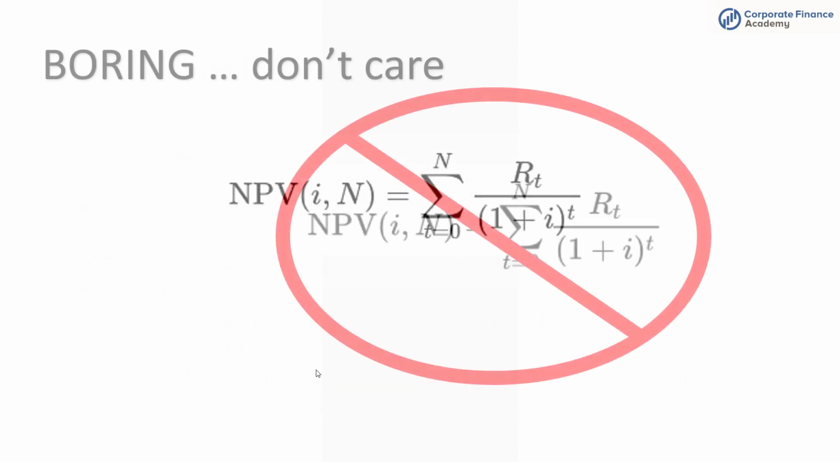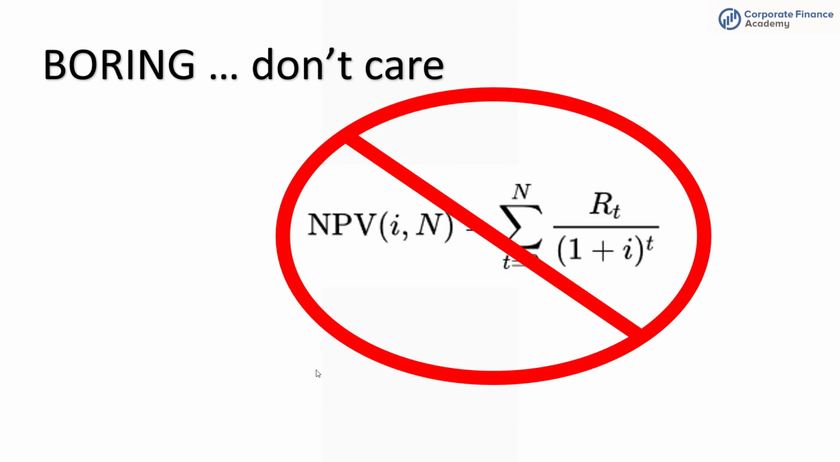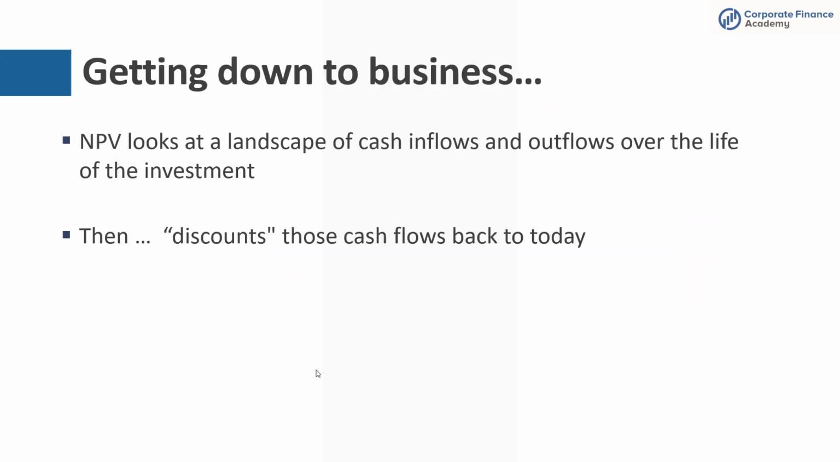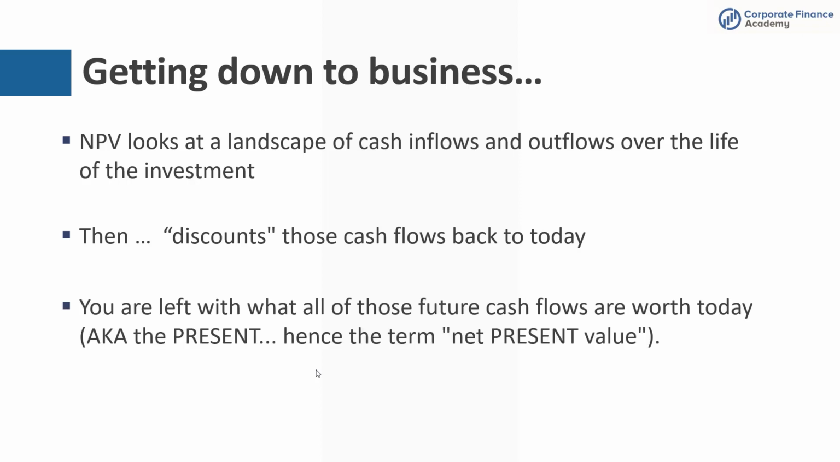There's your formula. Honestly, you're going to see that in every textbook, but maybe I'm the only one, I don't think anybody really gets much out of that unless you're a math major. So getting down to more nitty-gritty here, the NPV looks at a landscape of cash inflows and outflows over the life of the investment. And then it discounts those back to today. And what you're left with is what all those future cash flows are worth today, aka in the present, which is where we get the term net present value.